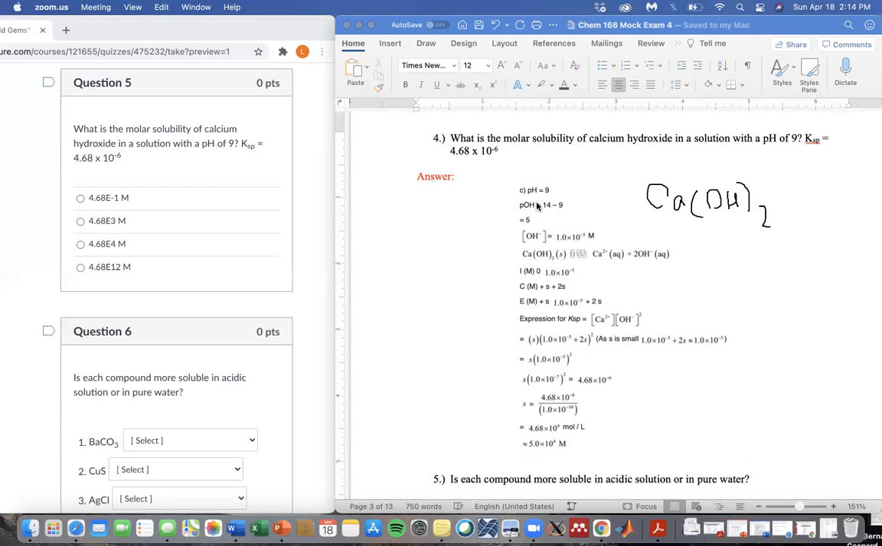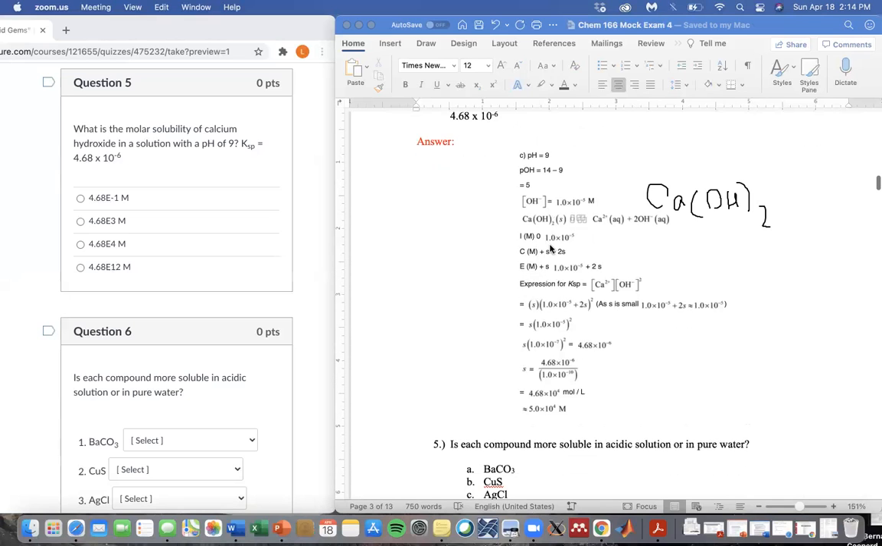So you have an initial pH of 9, so your POH is going to be 14 minus 9, which gives you 5. And so to find your OH minus concentration, you would just do 10 raised to the negative POH. It'll give you an OH minus concentration of 1 times 10 to the negative 5th molar.